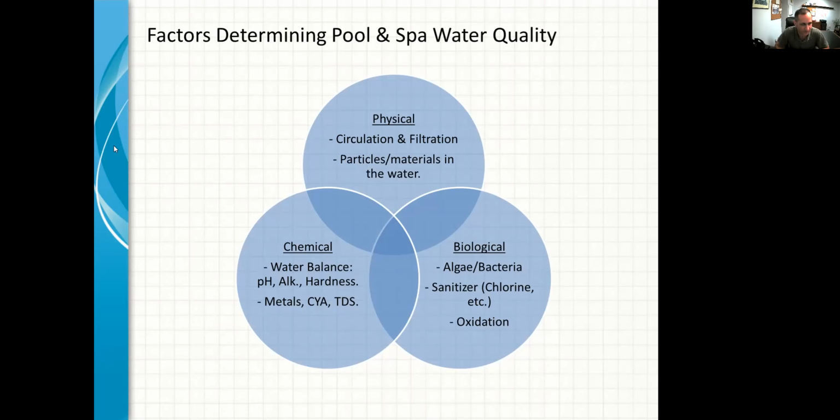A common thing to check is if your filter is dirty. If it's a cartridge or DE, sometimes you can't get a chlorine reading. It's because the filter's dirty, it's contaminated, and that's what's using up all the chlorine. So you need to take it apart, check it, and deep clean it.